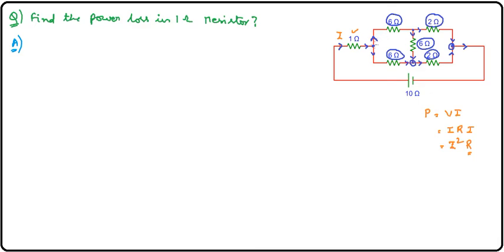This looks like a delta connection. You can see this point and this point are the same, so I can draw a resistor here and one more resistor here. This 6 ohm resistor is this resistor, and this 6 ohm resistor is this resistor. Now it looks like a simple delta connection, where I can convert this delta connection into a star connection in this way.